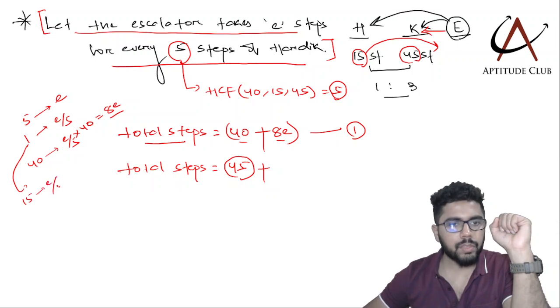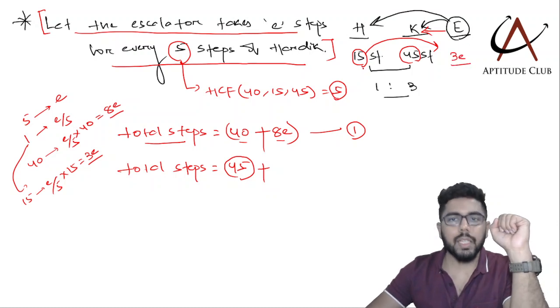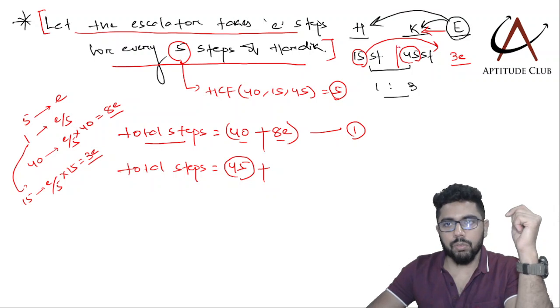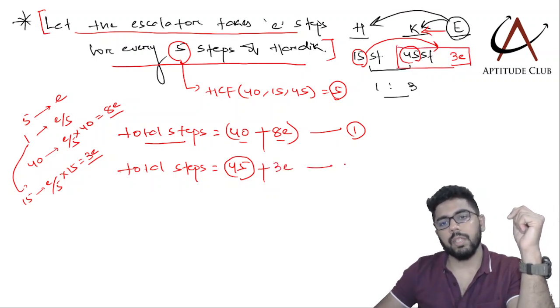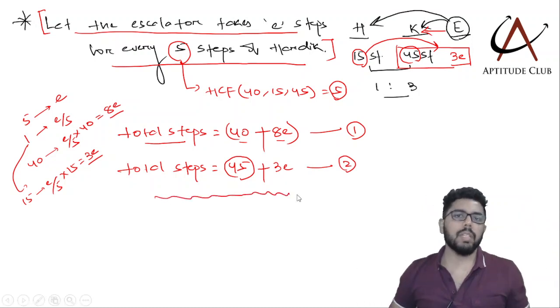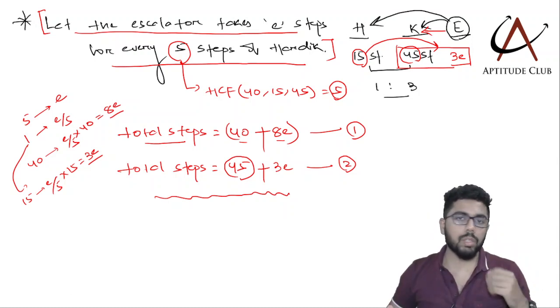escalator take? E by 5 into 15, I get 3E. So when Hardik takes 15 steps, the escalator will take 3E steps. Or indirectly I can say when Kunal takes 45 steps, the escalator will take 3E steps. So this is equation 2. And this is how things will get easier if you follow the HCF approach. So I calculated the total number of steps.